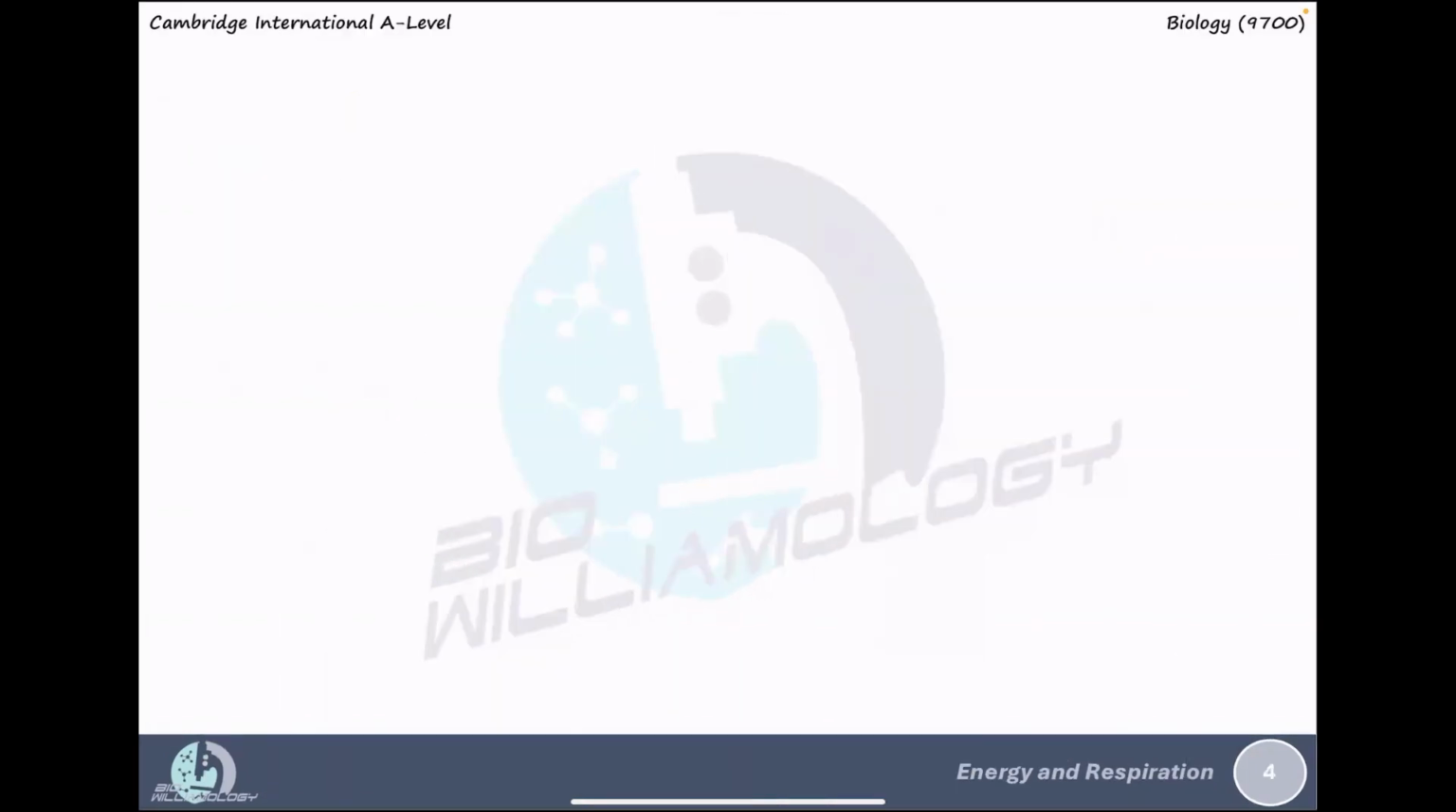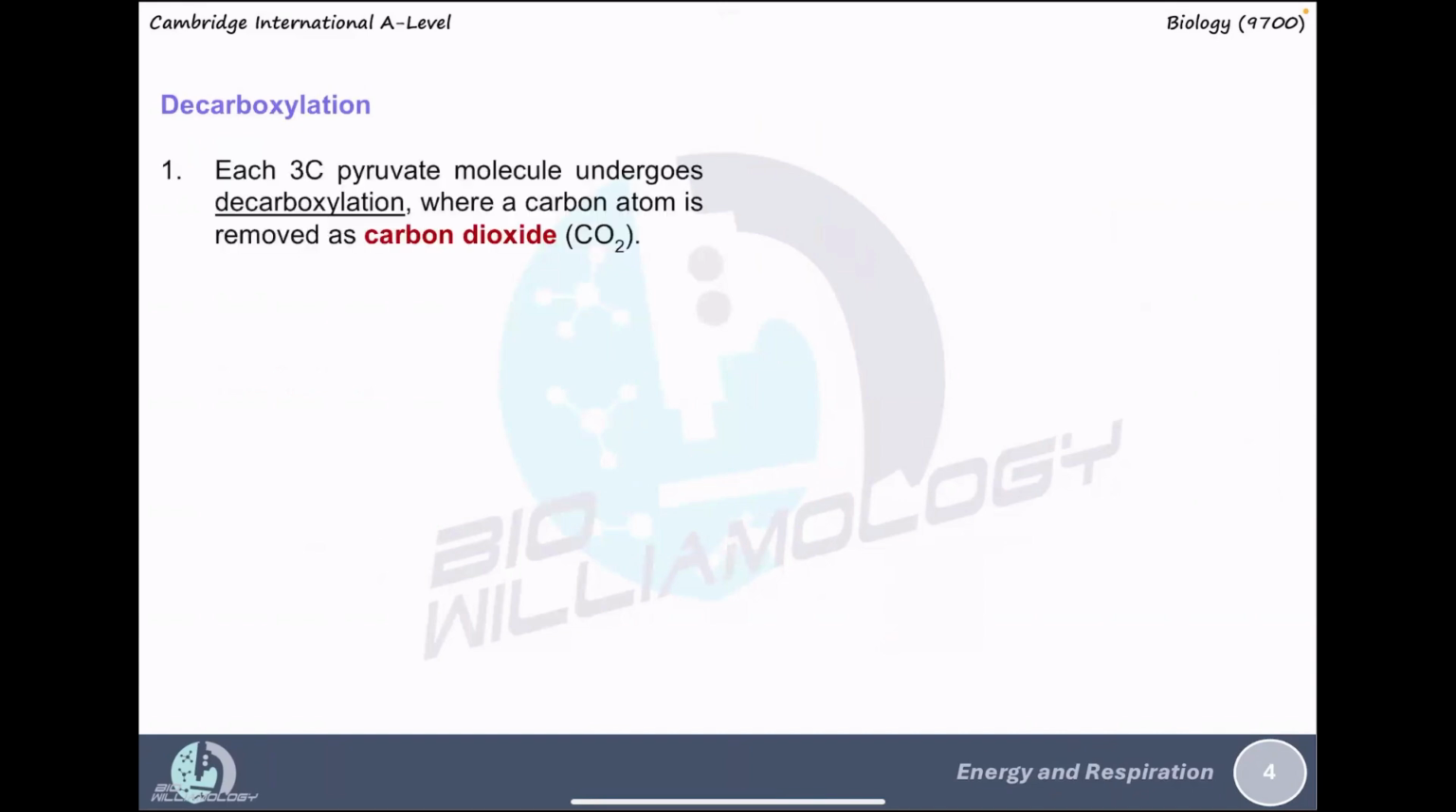Let us look at the reaction in detail. Decarboxylation basically means that this pyruvate molecule undergoes decarboxylation, where a carbon atom is removed as CO2. So the remaining molecule, 3 carbon pyruvate, is converted to 2 carbon acetyl group, followed by dehydrogenation, in this case involving oxidation and reduction.